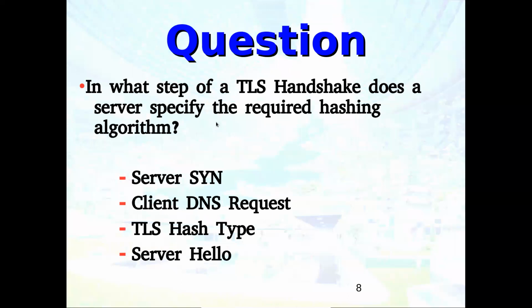So when you see TLS questions, again, in my class, you don't have to be the cook. You want to be more like a waiter, right? Engineers are like cooks in a restaurant, but waiters have to be good with customers and know what's on the menu. In what step of a TLS handshake does a server specify the required hashing algorithm?